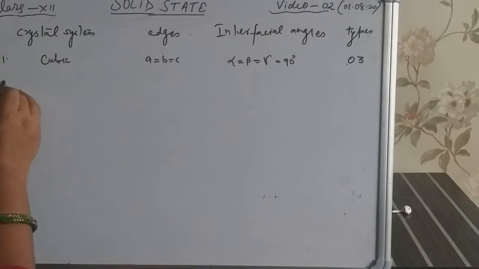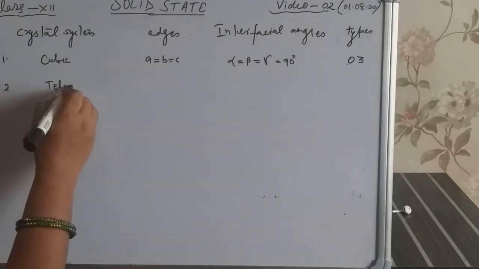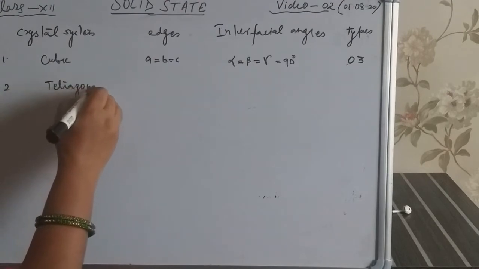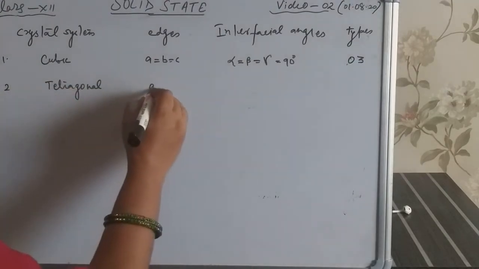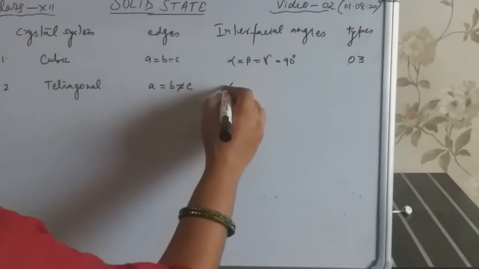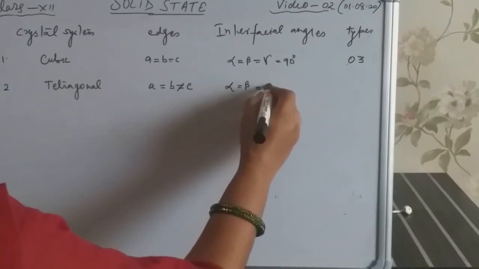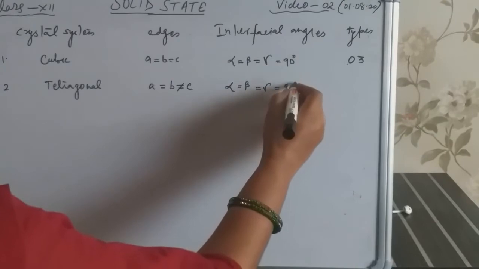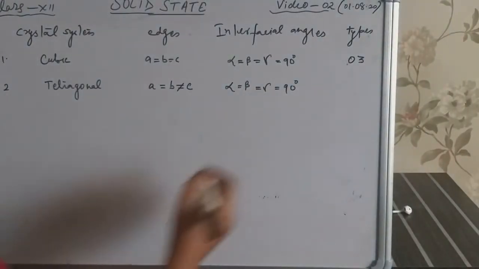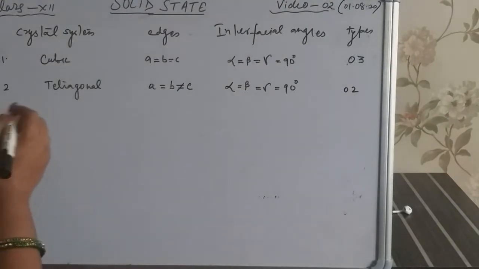The next one is tetragonal, in which a equals b but b is not equal to c, and alpha equals beta equals gamma equals 90 degrees, and there are 2 types of lattices.